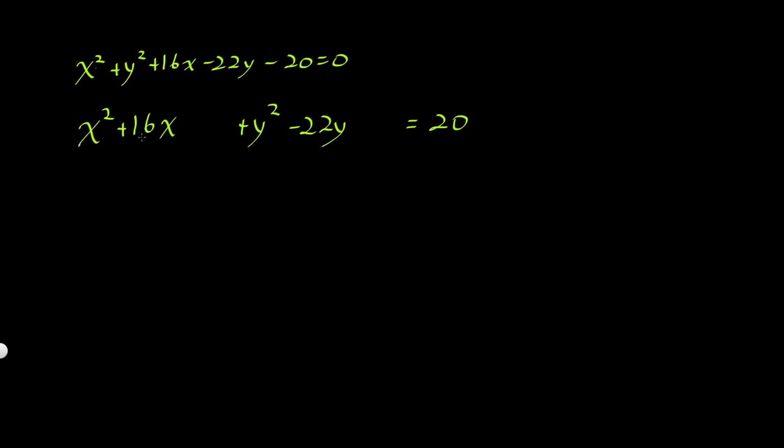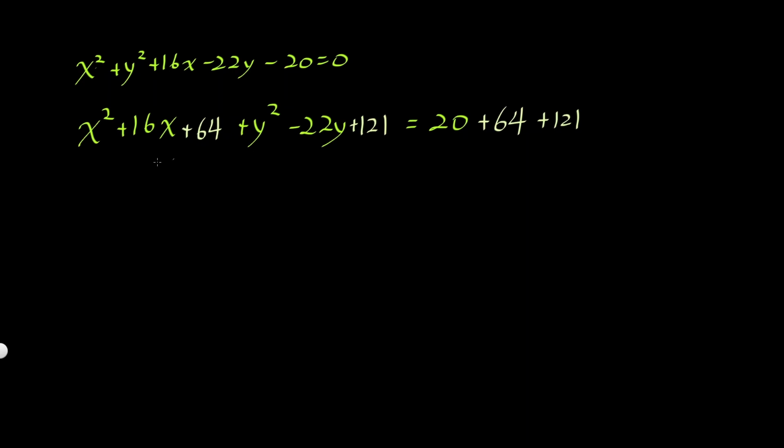Before you complete the square, make sure that the coefficient for x squared and y squared is 1. Since it's 1, I'm going to complete the square now. Divide 16 by 2, which is 8, and then square that. If I add that, I have to add the same amount on the right side. Divide 22 by 2, which is 11, negative 11, square that will be plus 121. So I'm going to add 121 on my right side.